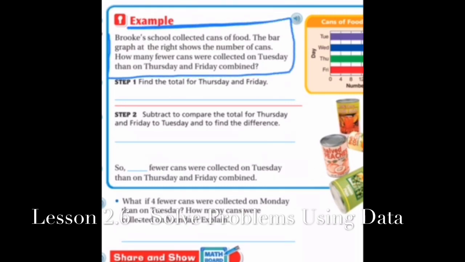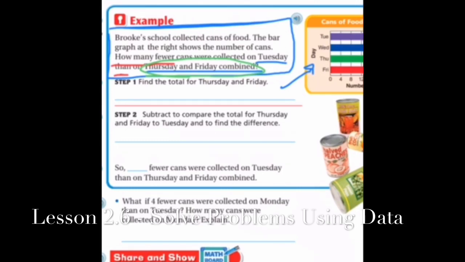Example. Let's read this right here. Brooks School collected cans of food. The bar graph at the right shows the number of cans. How many fewer cans were collected on Tuesday than on Thursday and Friday combined? When we see this problem, it is a comparison problem. We do have how many fewer of something than something else. However, before we can subtract, we see this other part right here, Thursday and Friday combined. That tells us we have to add those two first, and then we can do our comparison problem.